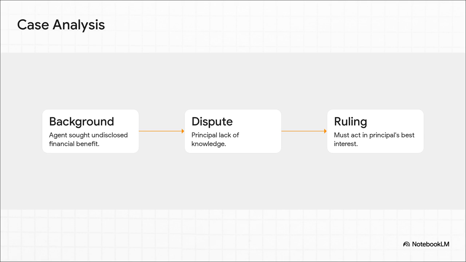Step 2. The dispute. It hinged entirely on the principal's lack of knowledge and lack of consent to this side deal. The agents tried to argue their primary job was done, which was a rather greedy miscalculation on their part. Finally, Step 3. The court's strict ratio decidendi. The court held that this irrevocably violates Section 216. An agency requires absolute fiduciary loyalty until the relationship ends.